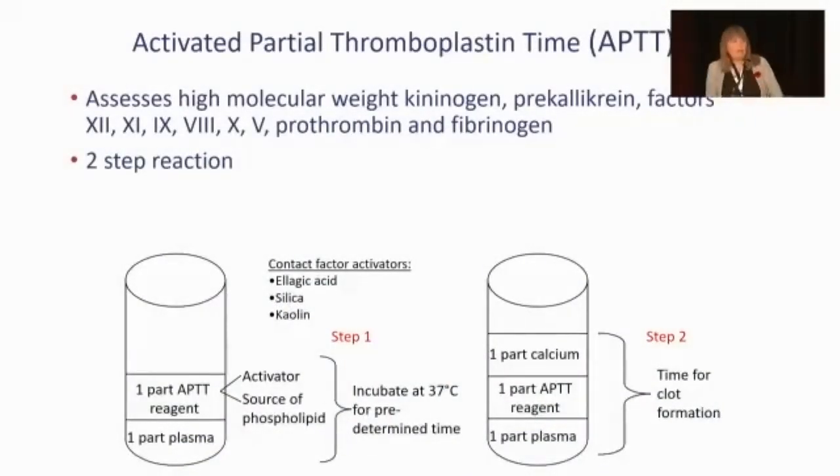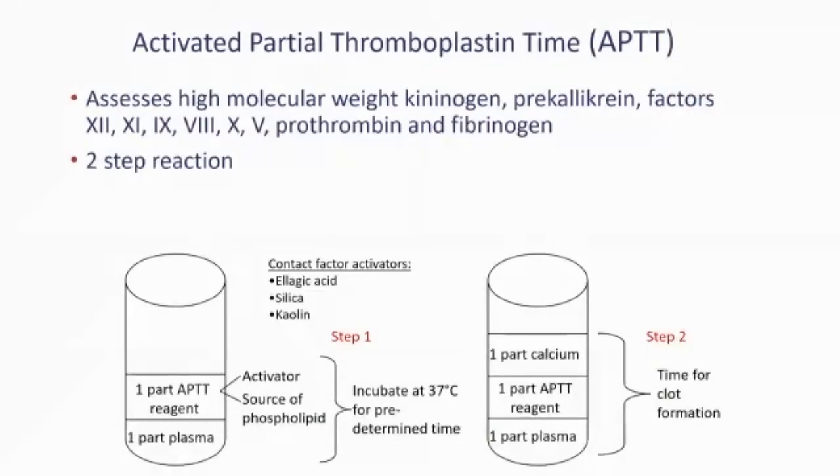Moving to the activated partial thromboplastin time, this is another commonly ordered core laboratory test. And the easiest way to remember what your PTT assesses is all factors but factor 7. So it is the contact factors as well as your prekallikrein and high molecular weight kininogen, and then all of your factors from 12 down to the generation of thrombin and the conversion of fibrinogen to fibrin.